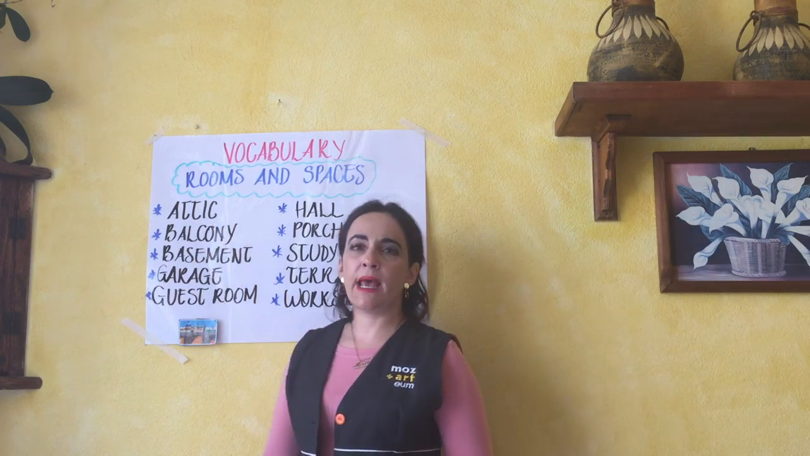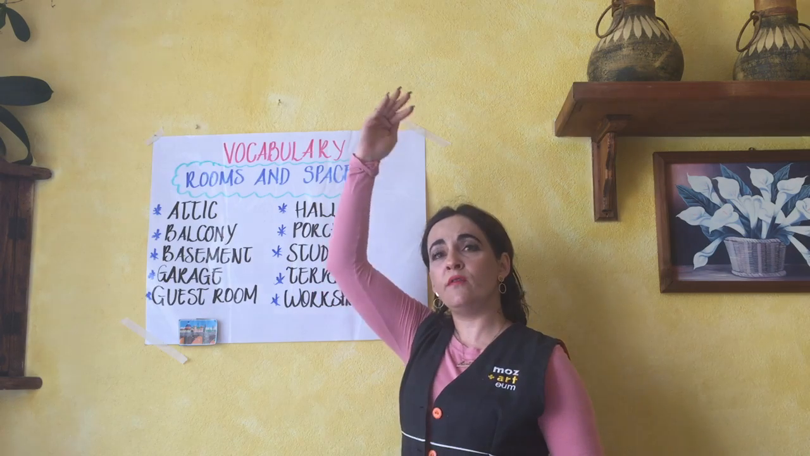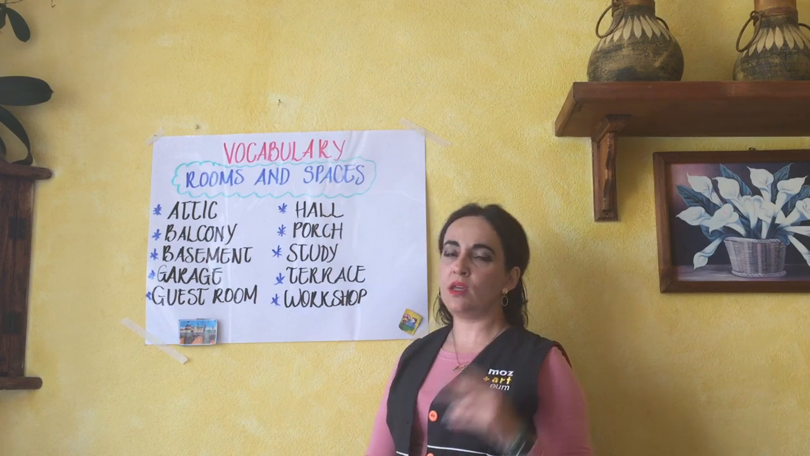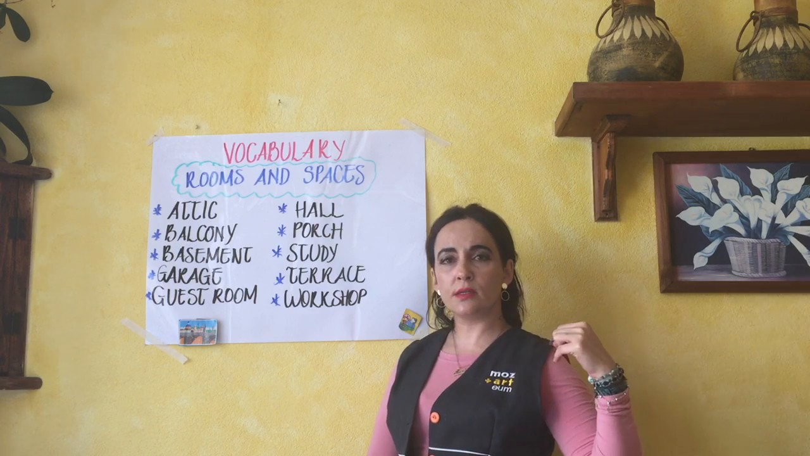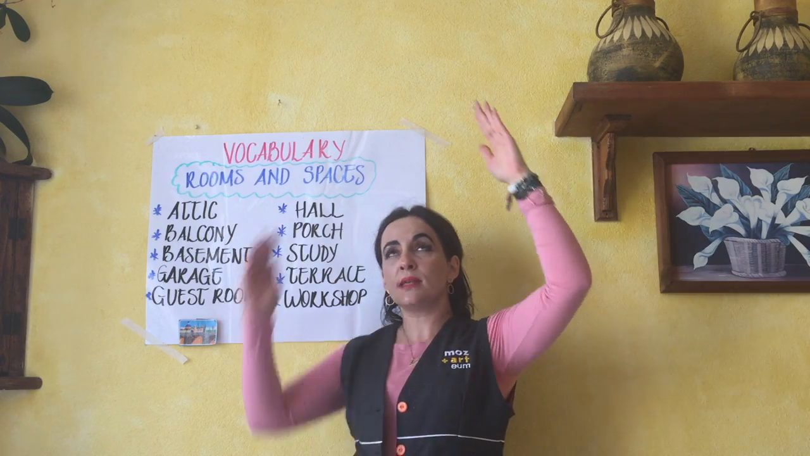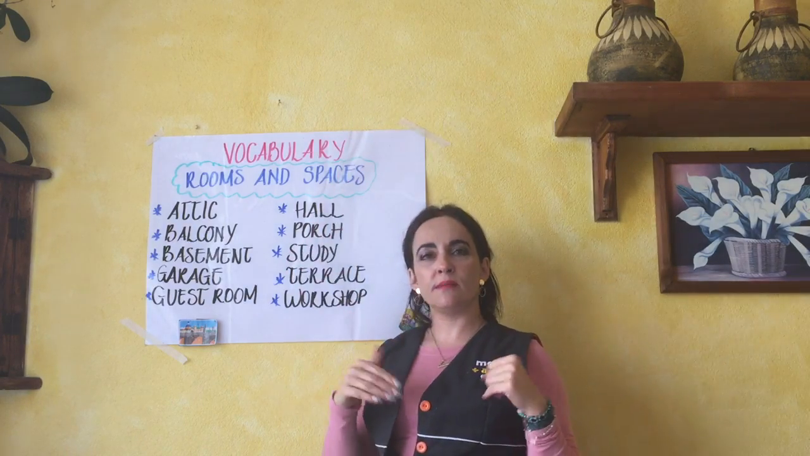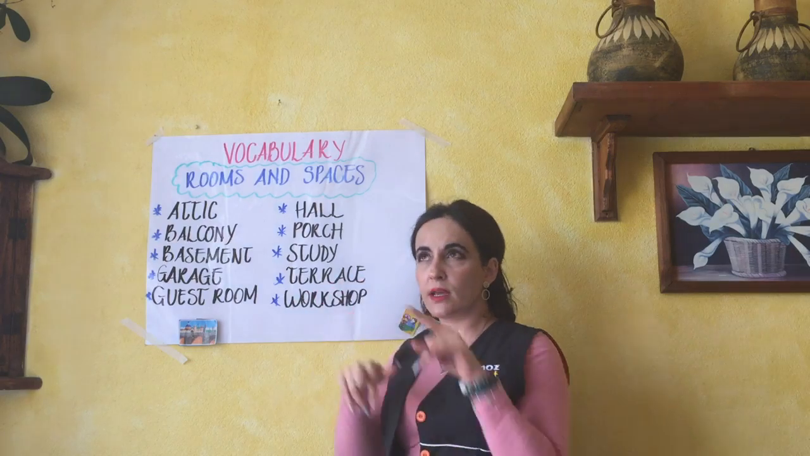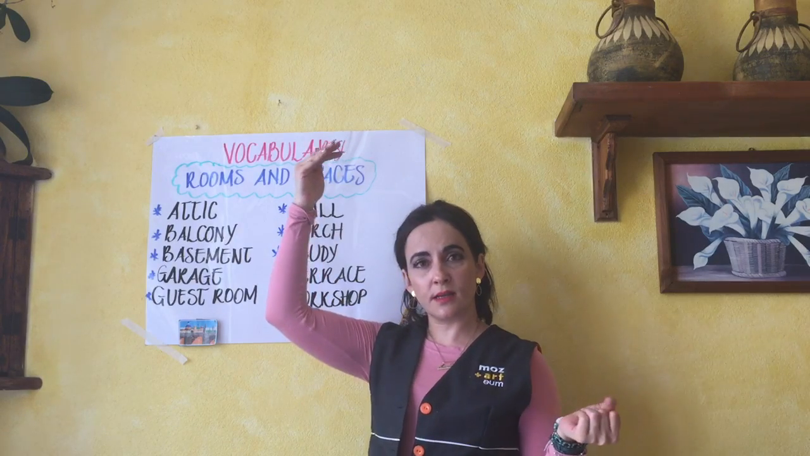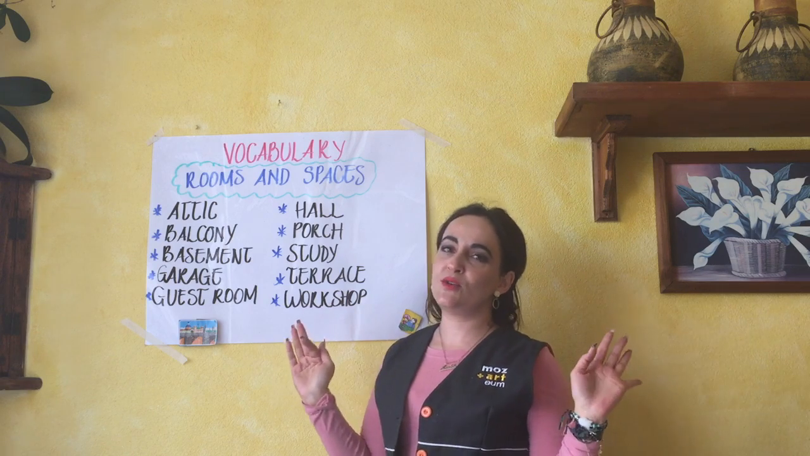Okay, let's go with the first word. The first word is attic. The attic is a room in houses that is above the ceiling that you can see in a house. For example, your house has two floors. On the first floor is where you go to sleep, and some houses have another room above yours. Sometimes it has stairs, and you can go up those stairs, open a little door, and you can have a lot of things there.